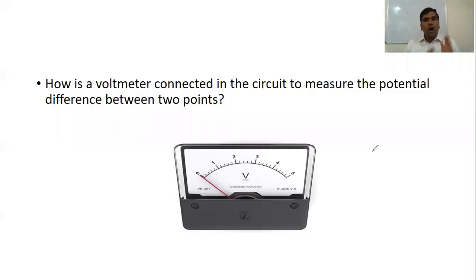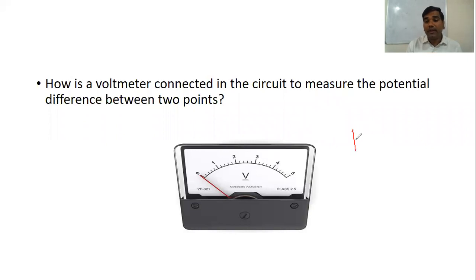The next question: how is a voltmeter connected in a circuit to measure the potential difference between two points? We know that a voltmeter is a measuring device which is used to measure the potential difference between two points. So definitely the voltmeter should always be connected in parallel. If this is a conducting wire, the voltmeter should be connected in parallel, so the potential difference between these two points can be measured by our voltmeter. So the simple answer is that it should be connected in parallel.